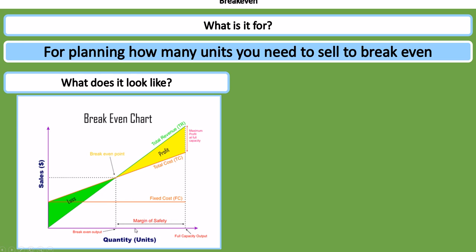Now, let's say break-even is 10, and we decide to produce 30 units. There's no point producing 10 because we won't make any money, so we're going to produce 30. That means we can afford to not sell 20 units before we start making a loss, which is this side.